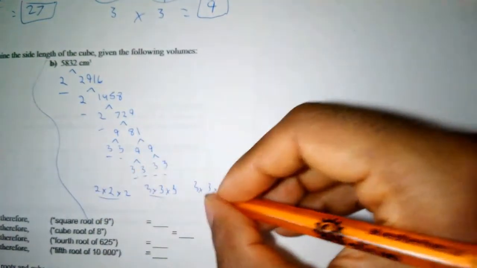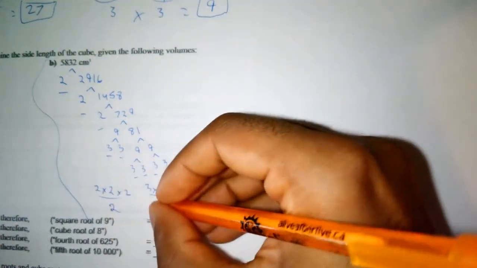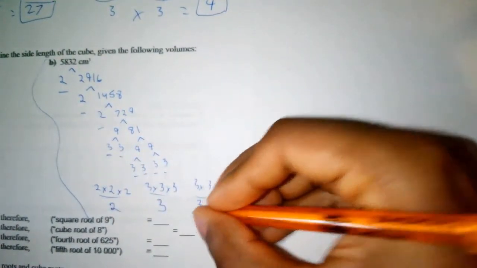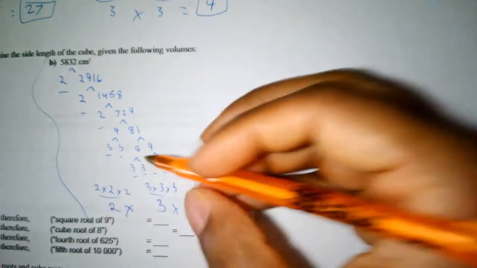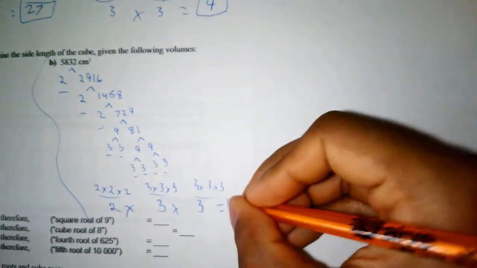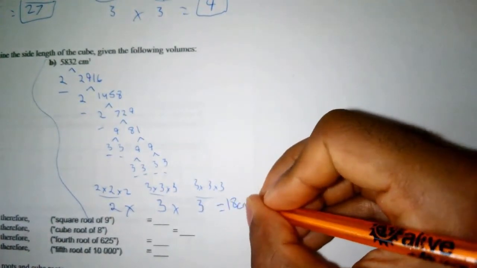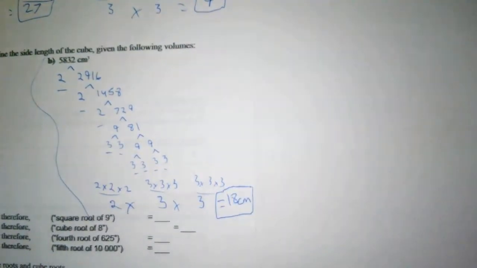Remember when we have our sets, we can take one out from each. So here's a 2, here's a 3, here's another 3 from that set, and then you multiply them all together to get the cube root, which is 2 times 3 times 3, 9, 18. Okay, so 18 centimeters is the side length. And that's it.